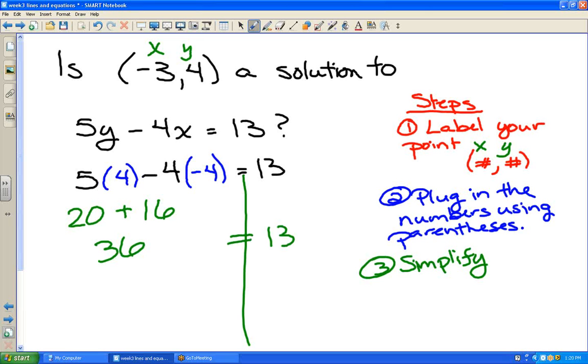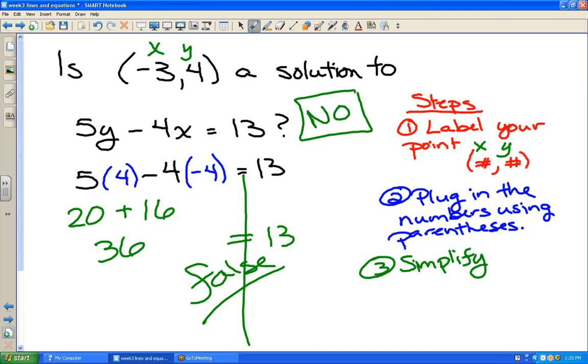Now, do I have something that's true or false? Does 36 equal 13? This is false. So, is negative 4 a solution to the equation? Your answer is no.